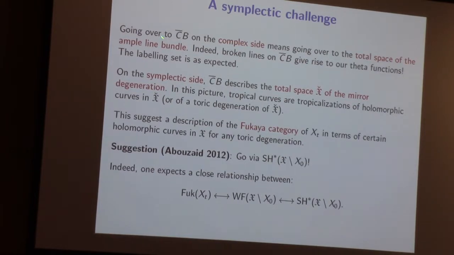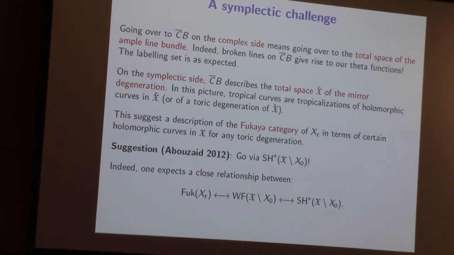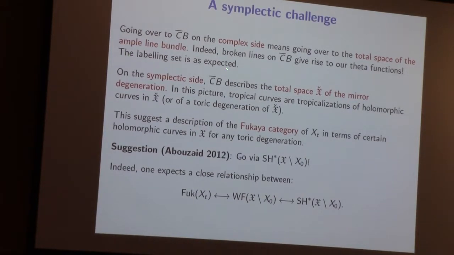So going over to this cone on the complex side, that means actually the total space of the ample line bundle. Well, in this case, these broken lines indeed were used for the construction of theta functions, because functions on the total space of the inverse ample line bundle are sections of the line bundle. Okay, that's elementary algebraic geometry. The labeling set is as expected. But we are interested in the symplectic side.